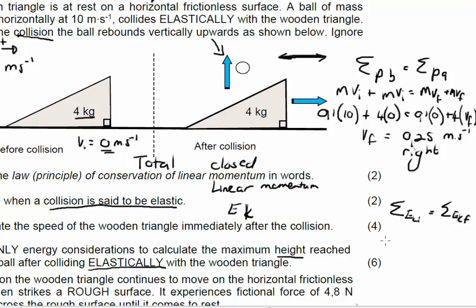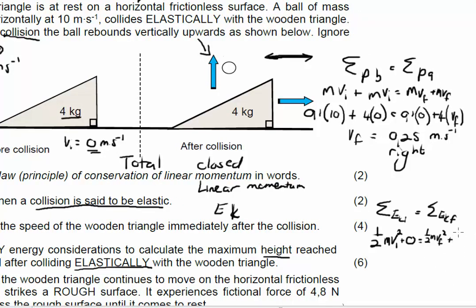So if we go and just quickly elaborate on this: half m, half the mass of the ball, times the initial velocity of the ball squared, plus half the mass of the triangle times the initial velocity of the block squared. But the block is not moving initially, so this is going to be plus 0. This is going to be equal to half the mass of the ball times the final velocity squared, which is our unknown, plus half the mass of the triangle times the velocity of the triangle squared.